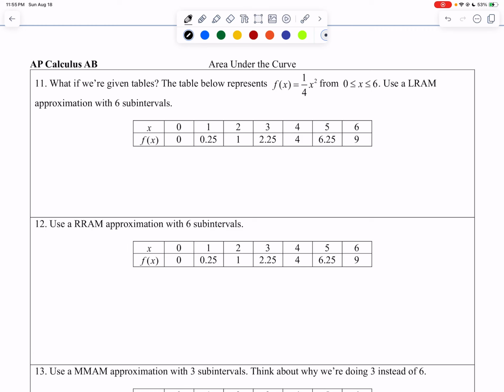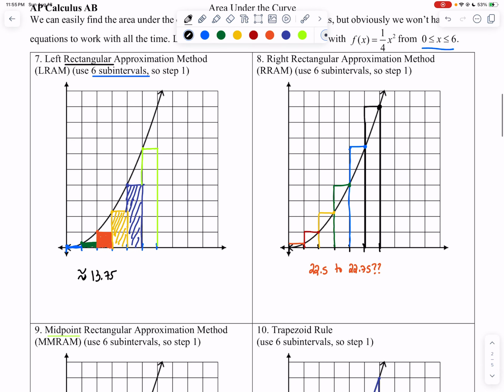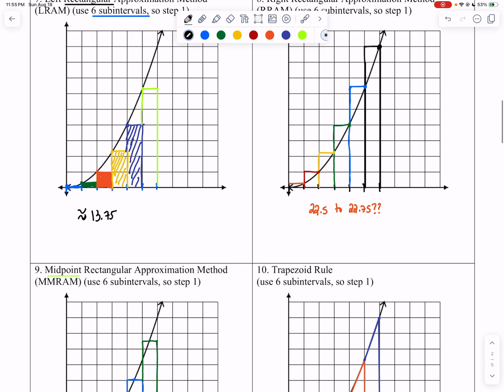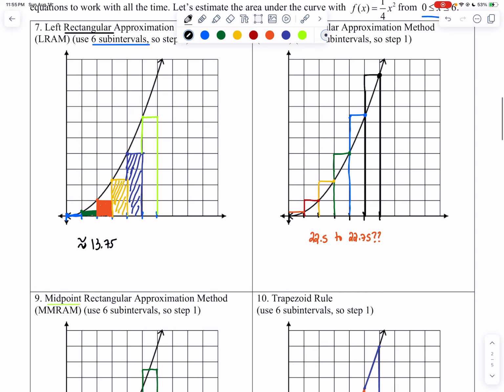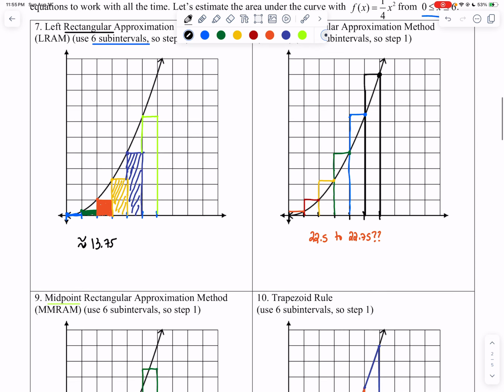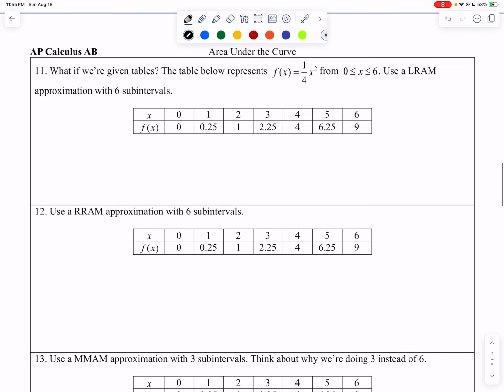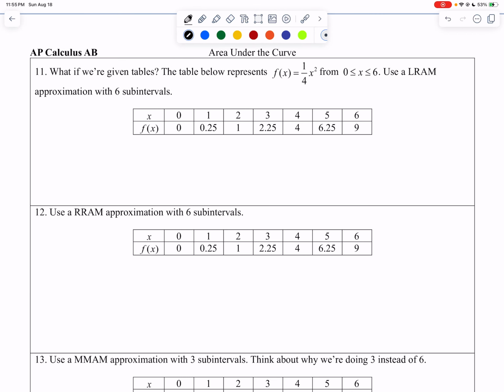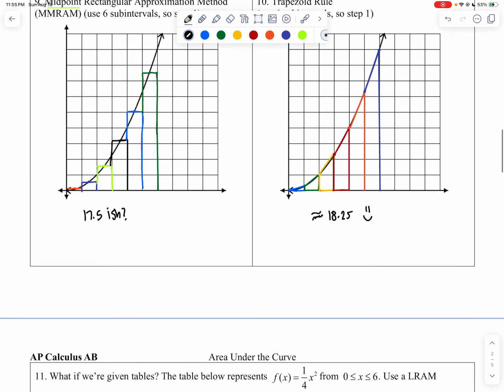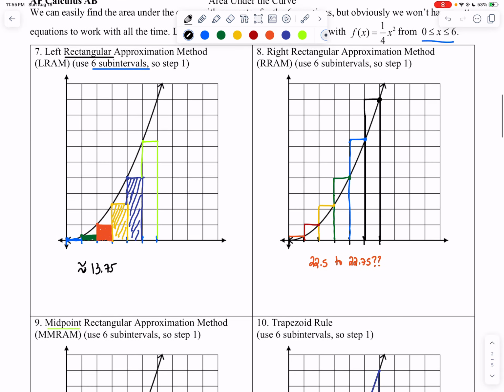All right. So in the previous video, we looked at numbers 7 through 10, where we used approximations using graphs. This time, what we're going to do with 11 through 14 is use approximations using a table of values of the actual function of 1/4 x squared. So now we're actually going to find the actual approximation values from our guesstimation that we did for 7 through 10.